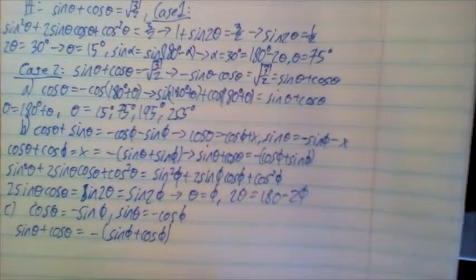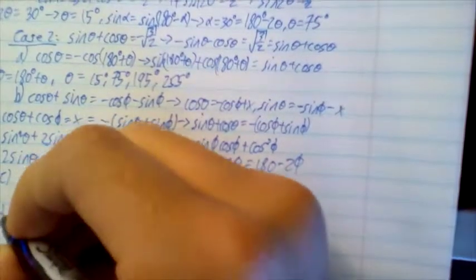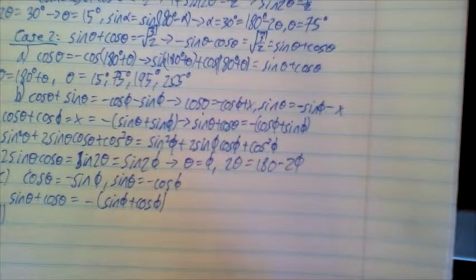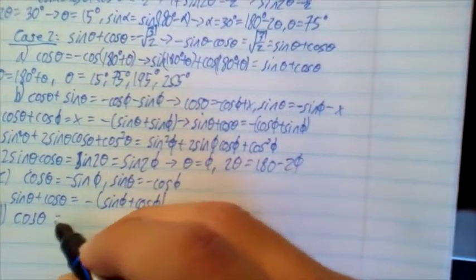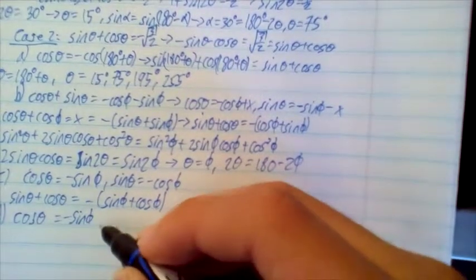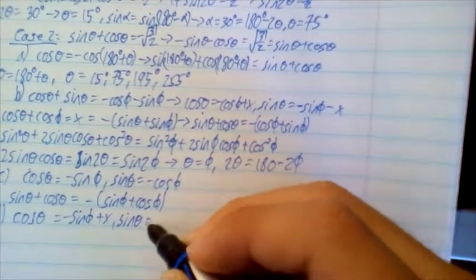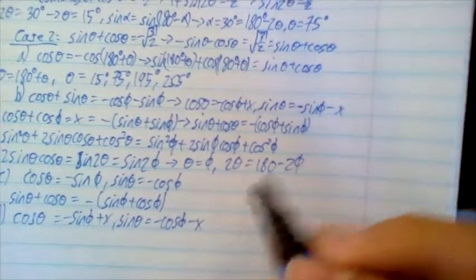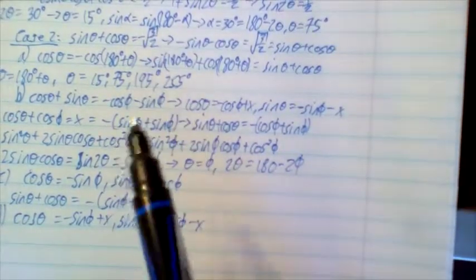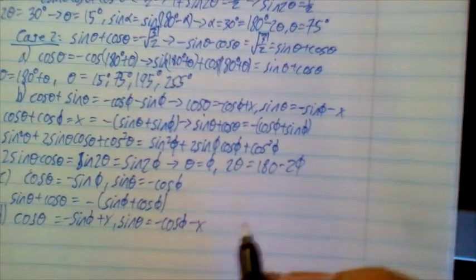So, final case, our last try, our last chance to smoke the thetas out of its hole. Last try, D, the last case. Let's have cos theta be equal to minus sine of phi plus x, and sine of theta is equal to minus cos of phi minus x. Same thing, you add it, you get this equation over here. Nothing's changed.